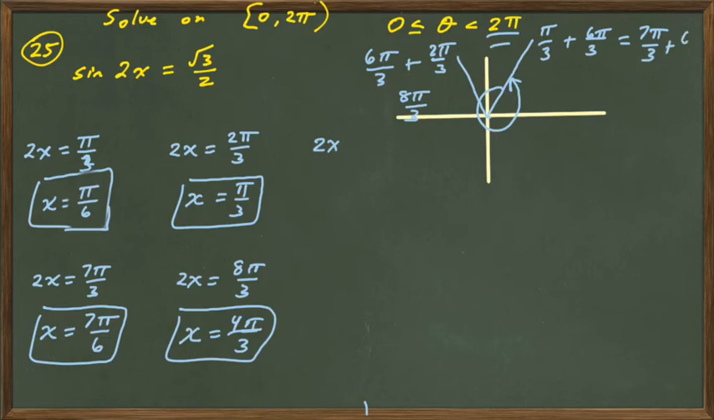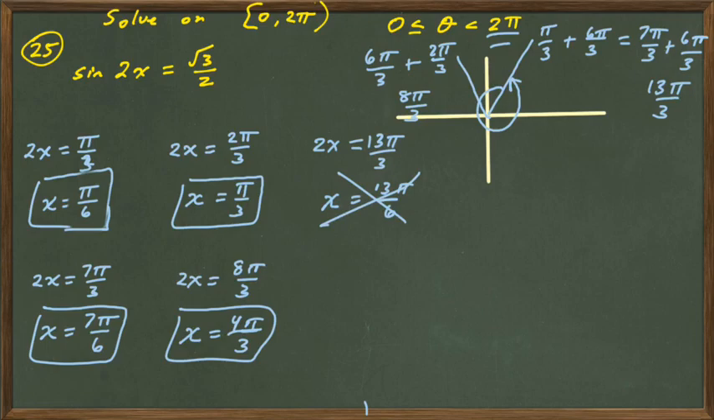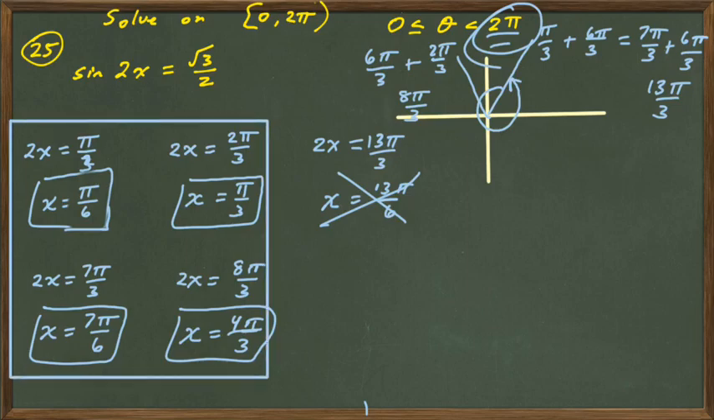If I add 6/3 to 7/3, that makes what? 13/3. If 2x equals 13/3, and I multiply by 1/2, that's 13/6. Why don't I use 13/6? It's bigger than 2 pi. So my answers would be these four.